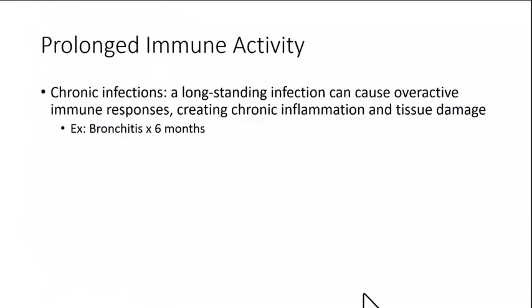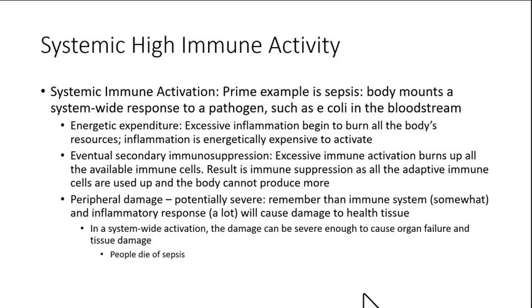So basically what we're seeing here is that prolonged immune activity is really bad. Overactive immune responses can create a lot of tissue damage. So you can think about somebody who's had bronchitis for 6 months, right? So you can even have massive, more systemic high immune activity, which is scary, like an anaphylaxis. And we want to be thinking about all the different things that are going to happen.